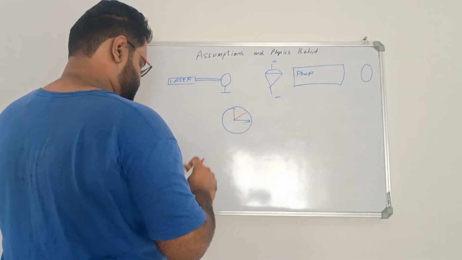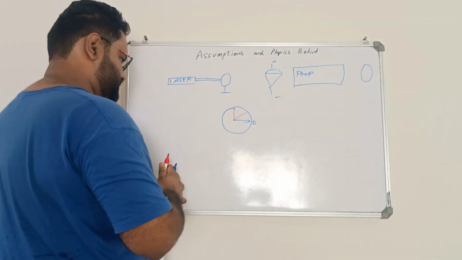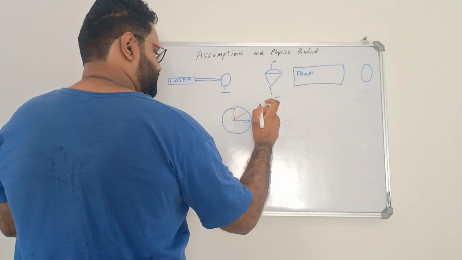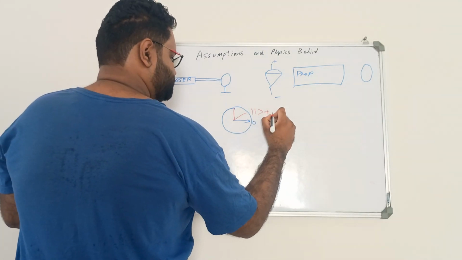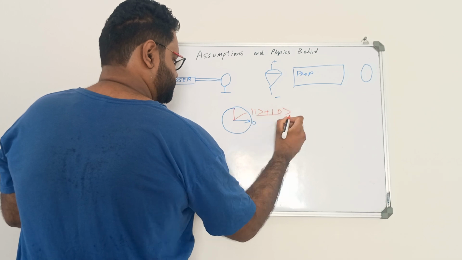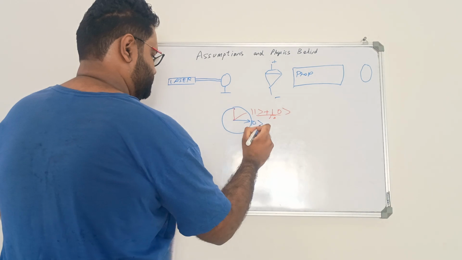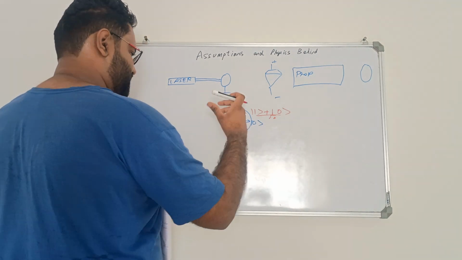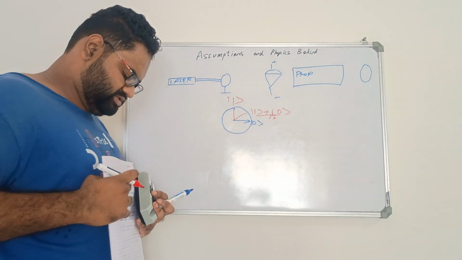So this is going to be 0, and this is going to be (1 plus 0) over square root of 2, and this is just going to be 1. So this is how I'm going to send my qubits.